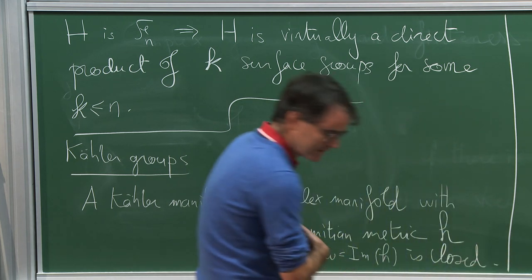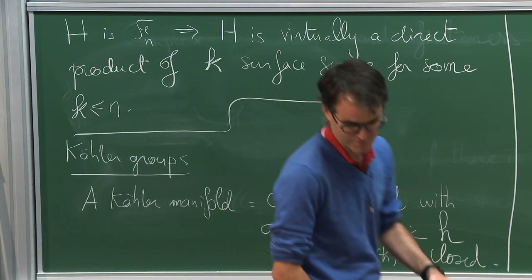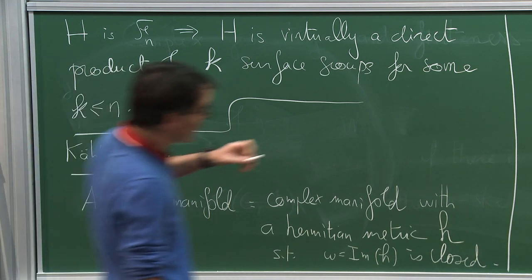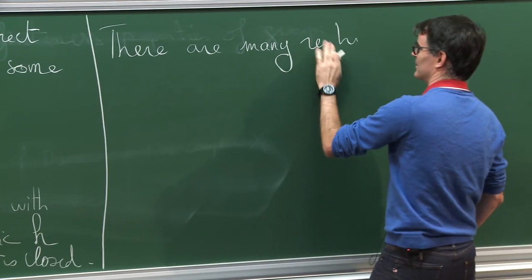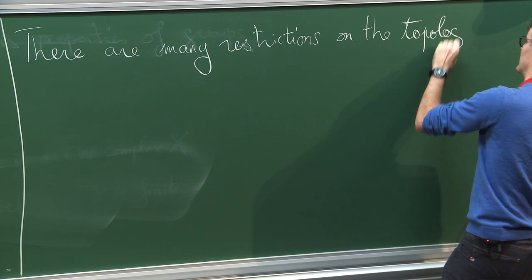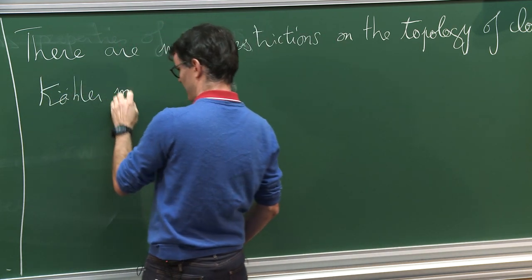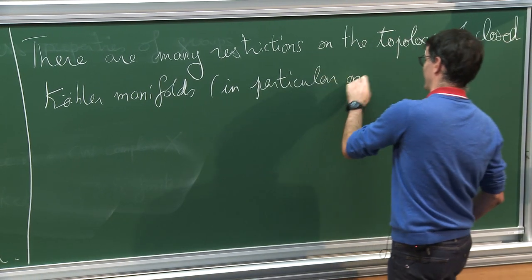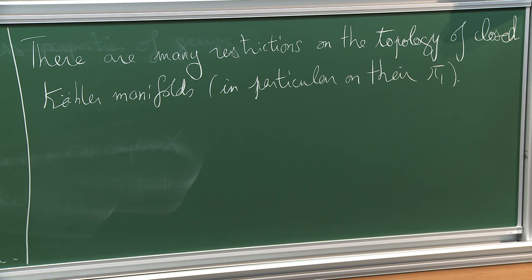I will not really say more about it. So, okay, examples include all projective varieties, so all submanifolds of a complex projective space. And there are many restrictions on the topology of closed Kähler manifolds, and in particular on the fundamental groups. Okay, and what is a Kähler group? It's a group which can be realized as a fundamental group of a closed Kähler manifold.